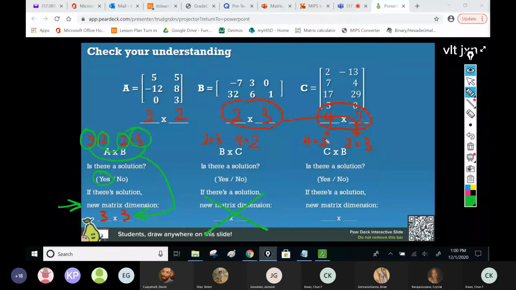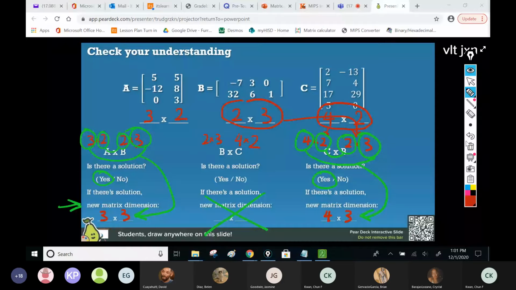Whether or not they have a solution depends on the numbers right here. The two inner numbers, if they're the same, then you do have a solution. In this case, they're the same because they're both 2's. The inner number is matched for it to have a solution. So yes, there's a solution. The new matrix dimension when you multiply them together is going to be the outer numbers, which is 4 by 3.